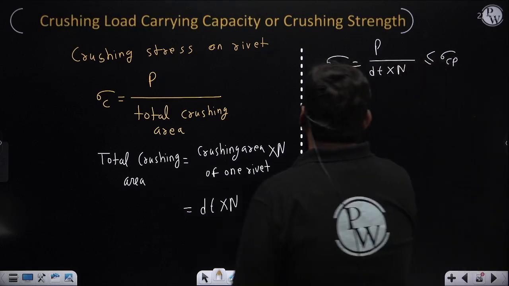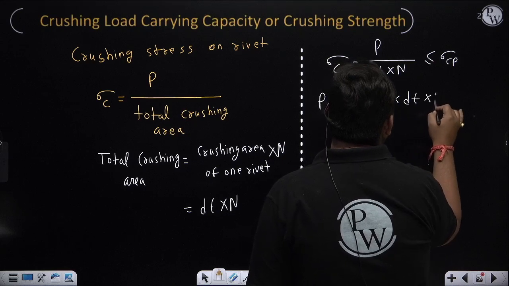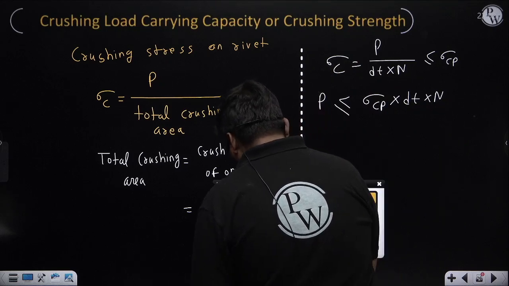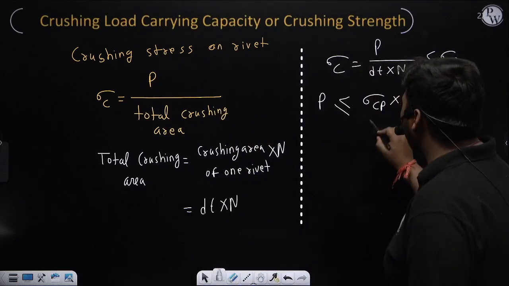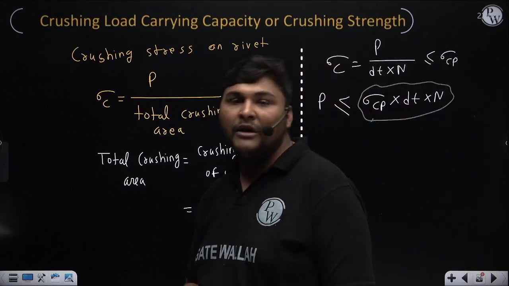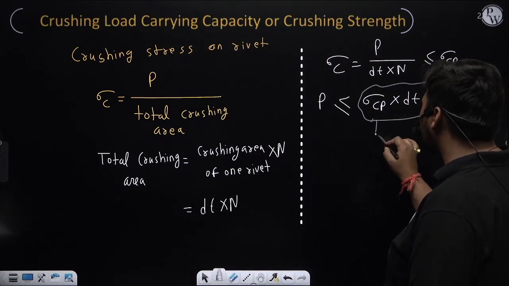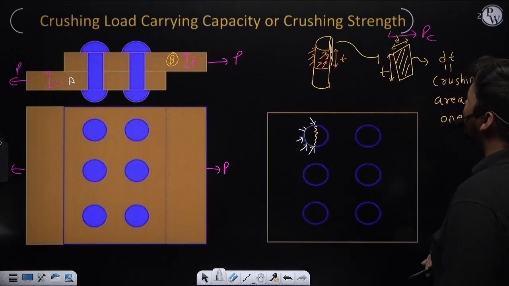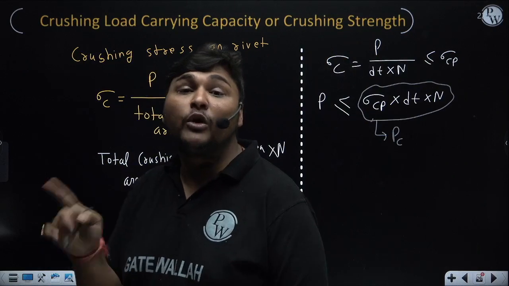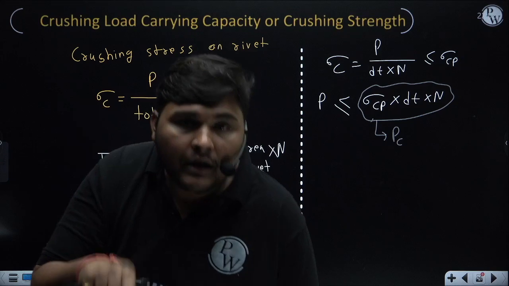Now, if I calculate the limiting value of P, it will be sigma CP into total crushing area, that is DT into N. And the actual value of P should either be equal to this or less than this to avoid crushing failure. So can I say this expression is nothing but the load carrying capacity to avoid crushing failure, which is known as crushing load carrying capacity or crushing strength, which I am denoting as PC. PC is not the actual load, PC is the crushing load carrying capacity. It means that to avoid crushing failure, the actual load should be equal to PC or less than PC.